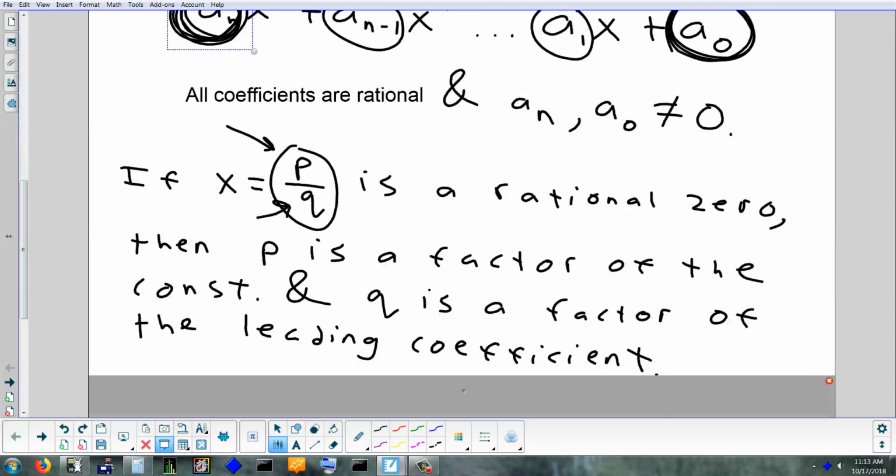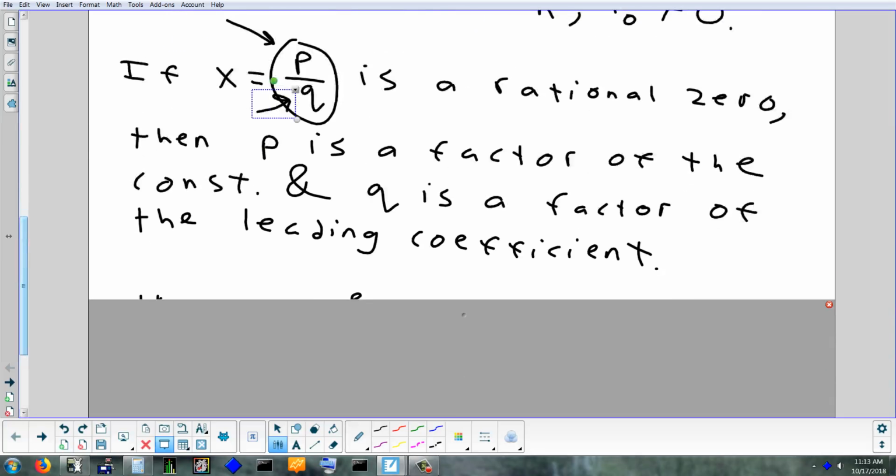Okay, remember, factors are things that divide into without remainder. So, like factors of 20: 1, 2, 4, 5, 10, 20. Those are your factors of 20. Okay, so the numerator is a factor of the constant. The denominator is a factor of the leading coefficient.